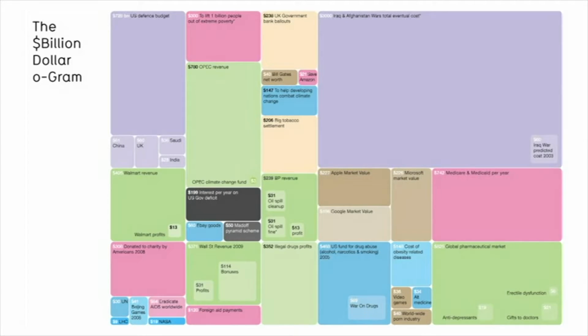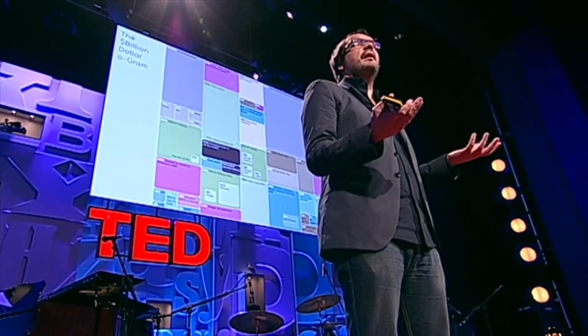This is the billion-dollar-ogram. And this image arose out of frustration I had with the reporting of billion-dollar amounts in the press. That is, they're meaningless without context. 500 billion for this pipeline, 20 billion for this war. It doesn't make any sense. So the only way to understand it is visually and relatively.